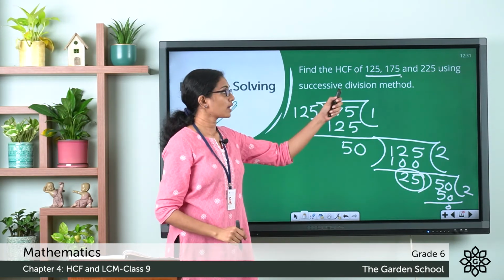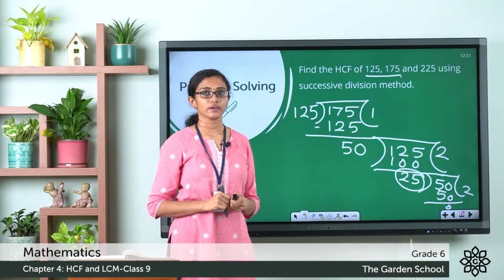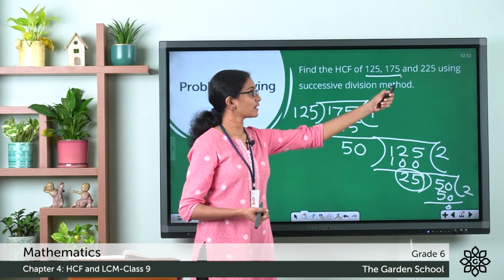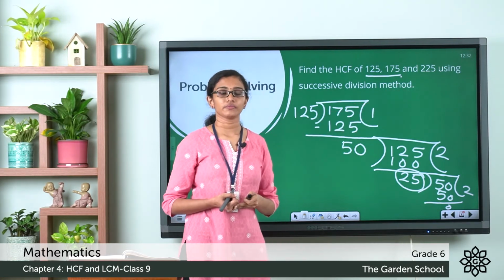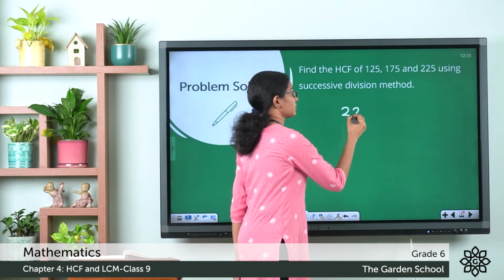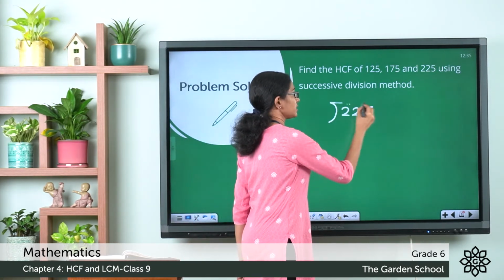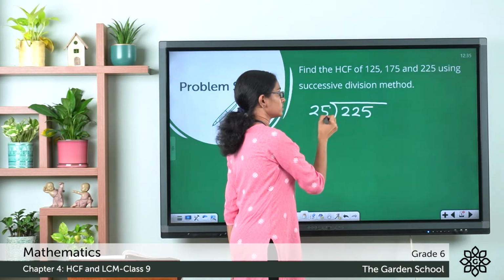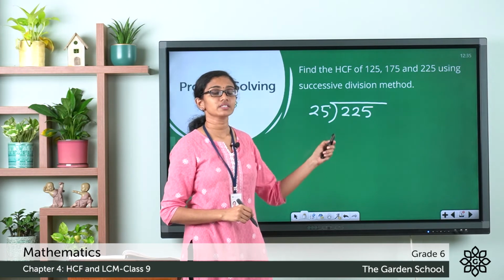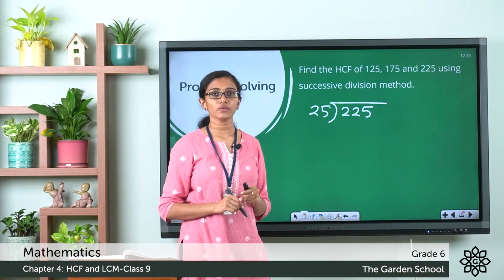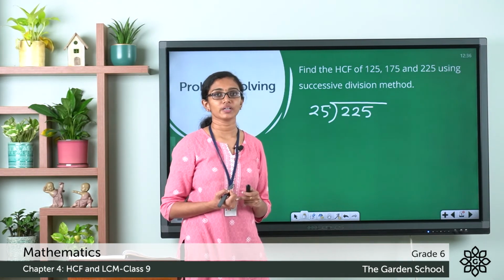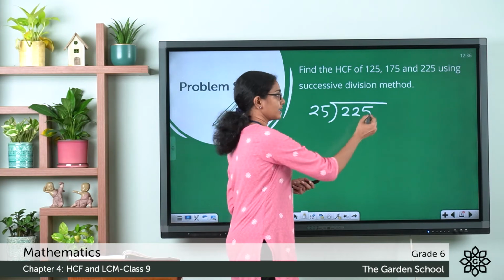But we have one more number, that is 225. So now we are going to use the last divisor, that is 25, to divide the next number 225. Let's see that division. So 225 divided by 25. This is the last divisor from the previous division. How many 25s are there in 225? 25 8s are 200 and 25 9s are 225. So let's write the quotient as 9 here.